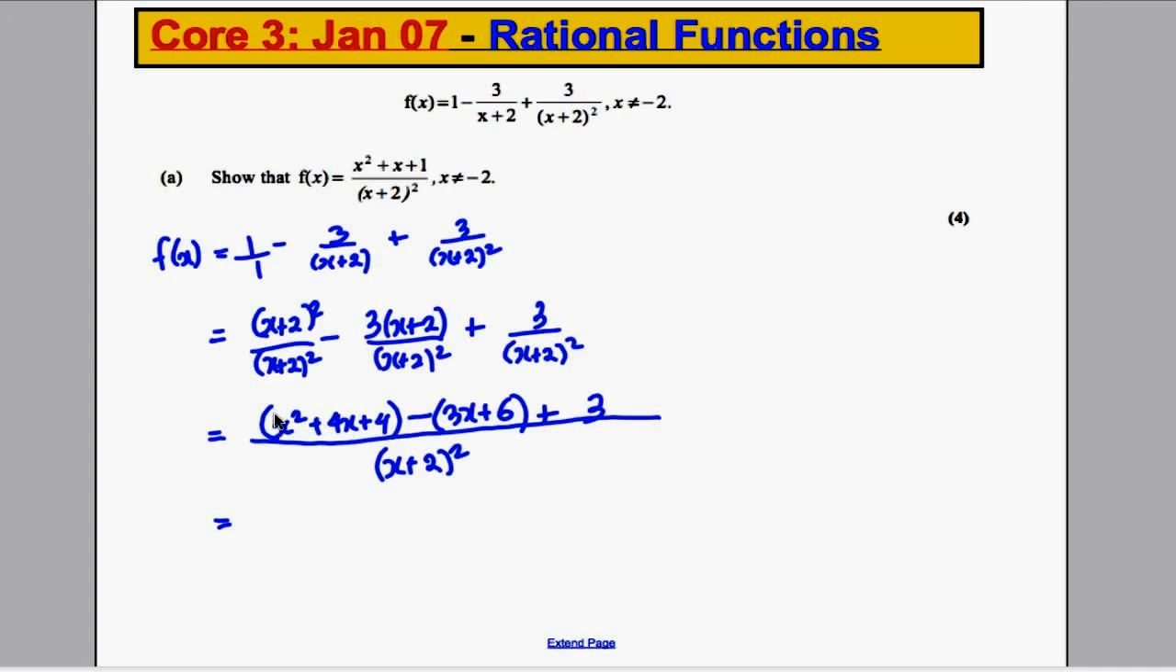Now I can start combining things. I've only got an x squared on top, so I'm going to keep the x squared. I've got 4x subtract 3x, which is just 1x, and I've got 4 subtract 3, which is just 1. So I've got x squared plus x plus 1 all over x plus 2 squared, and that's my f of x. And indeed, I have done it here. It's the exact same. The one thing x can't be is negative 2, otherwise you'd be dividing by 0, and you can't do that. Right, let's move on to part B.